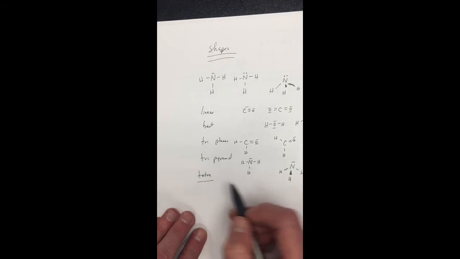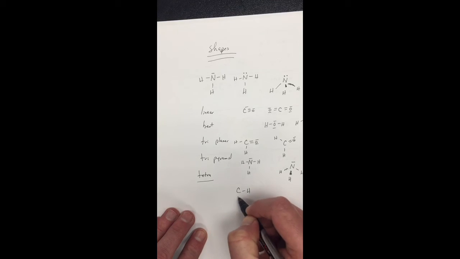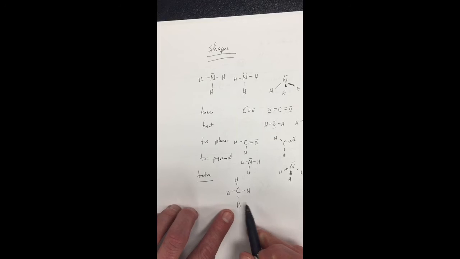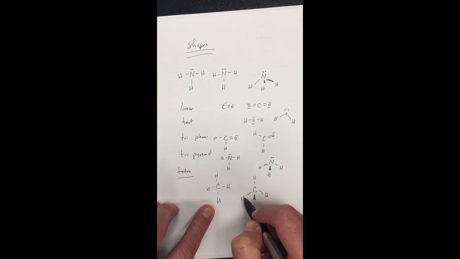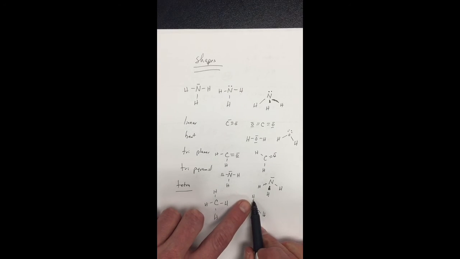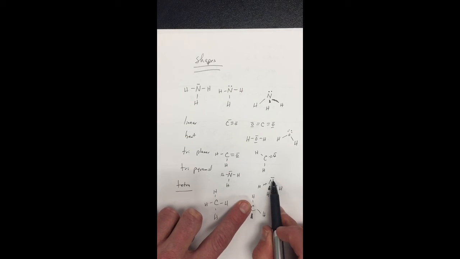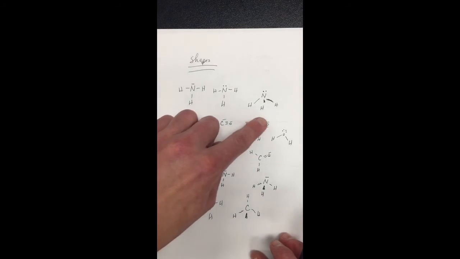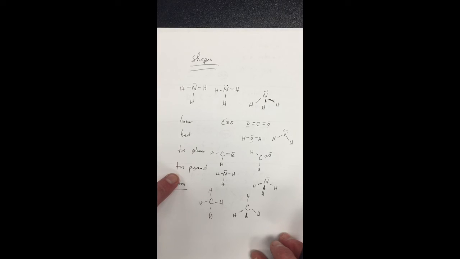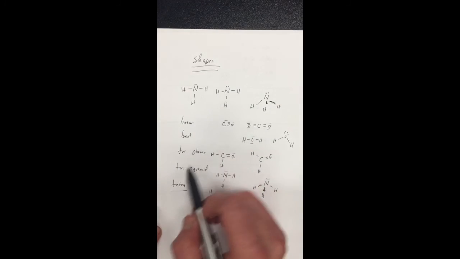Tetra is just a prefix for 4, and that means you have 4 outside atoms. It looks like that on paper. In real life, it's going to look a little bit like tripyramid, except you've got an atom up here instead of a pair of electrons. You have to be able to look at a Lewis structure and tell me the shape. So you need to sort of memorize these a little bit. On the quiz, you have to give me the definition.